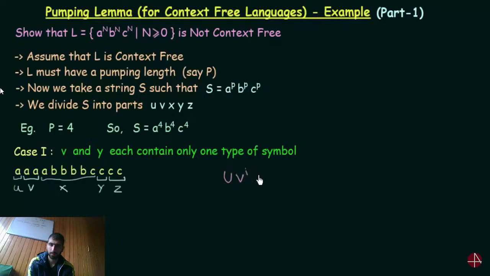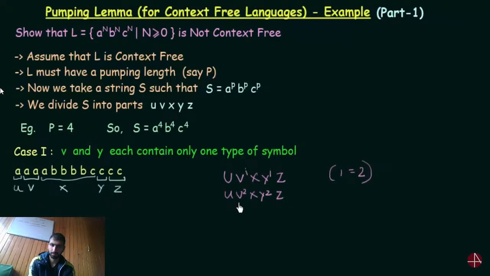Now after we have divided, condition number 1 says that U, V raised to i, X, Y raised to i, Z must also belong to the language. So here I am going to take i equal to 2, for example. That means it will be U, V square, X, Y square, and Z.